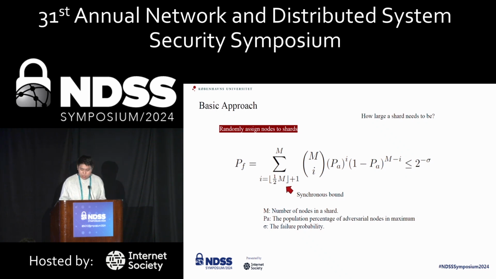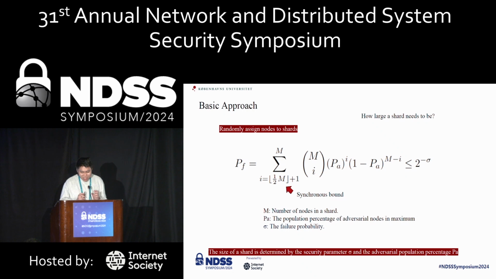Then a more precise security question for sharding is how large a shard needs to be to avoid such a security concern. So we calculate the probability of an adversary compromising a certain percentage, PA in this case, of the overall population, gaining control of more than half of the nodes in a shard of size M. This probability must be lower than a security threshold sigma, guiding our choice of the shard size M. In other words, the size of a shard is determined by the security parameter sigma and the overall adversarial population PA.